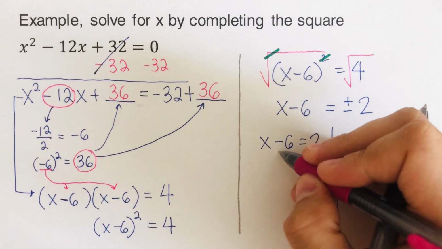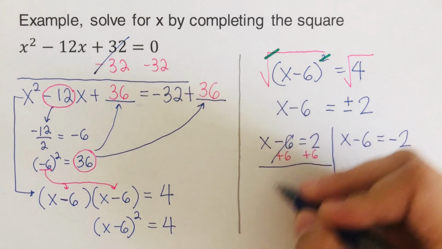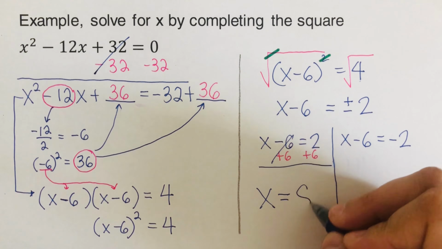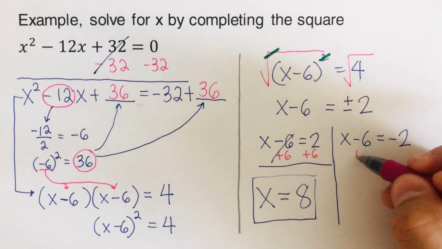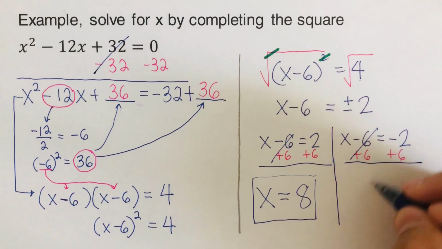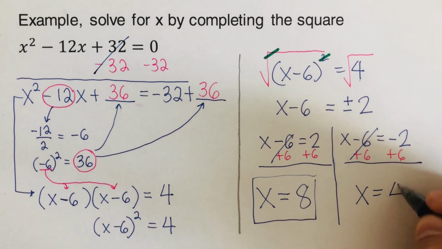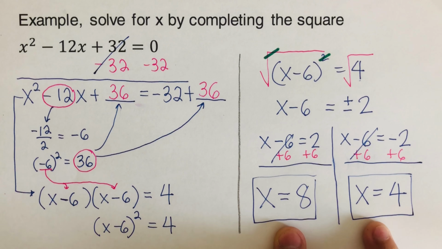So then we add 6 from both sides, plus 6 here. So we are left with the first x is 8. And the second x would be, we add 6 from both sides, plus 6 here. So we are left with x is equal to 4. Did you get x is 8 and x is 4?